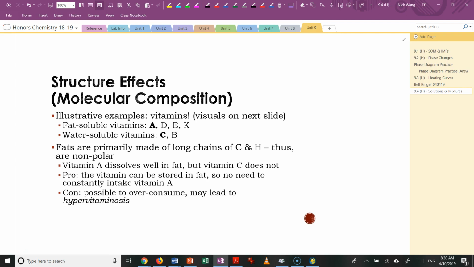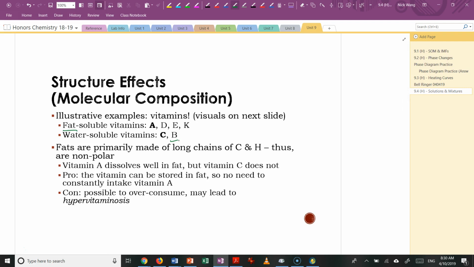There are two main categories that most people use to categorize vitamins. The first one is fat soluble. Think about what fat is composed of: lots of non-polar carbons and hydrogens when it comes to lipids. So fat-soluble vitamins are A, D, E, and K. And then you also have water-soluble vitamins like vitamin C and B. For those of you who know anything about B, there are so many varieties of them. There's not just one single B.